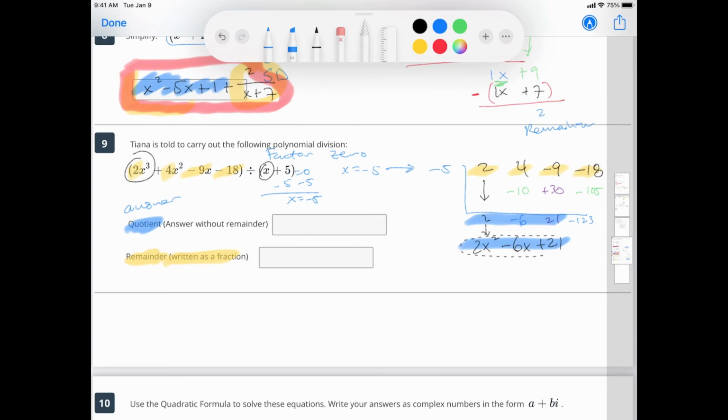Let's do some magic. Boom. And this part is the remainder. Now it tells us to write it as a fraction. So this would be a negative 123 over my factor, which was x plus 5.